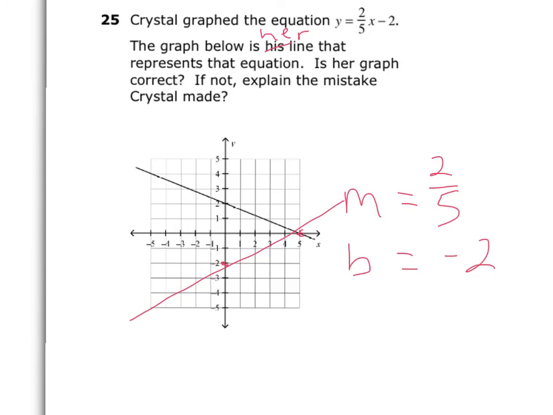So she actually made 2 mistakes in this graph. First, her y-intercept was different. Instead of being negative 2, she made it a positive 2. And the second mistake was that it should have been a positive slope because we had a positive 2/5, and she did it as a negative slope.